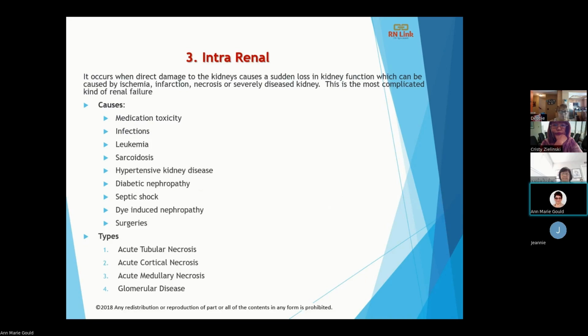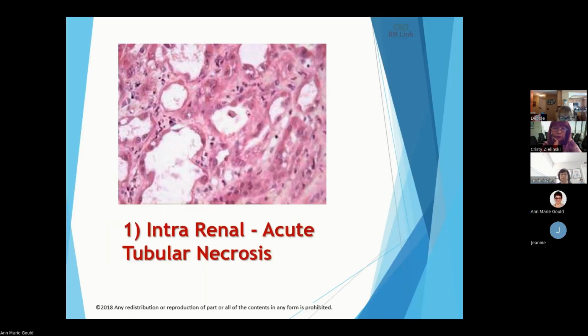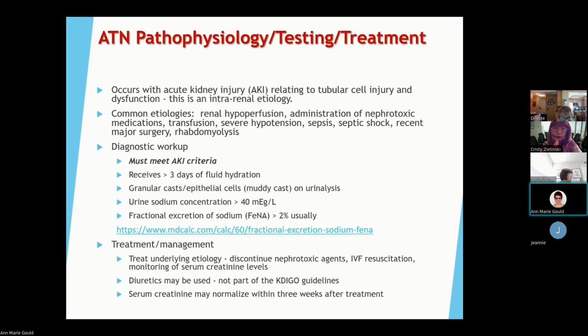Your types: either acute tubular necrosis, that's what we talk about all the time, our ATN. You may have acute cortical necrosis and medullary necrosis as well, right? Because those are other parts of the kidney. And then your glomerular disease. So let's talk about ATN, because that's a big piece of the pie for CDIs, right? When it comes to your patho, testing and treatment, it occurs with AKI. You can never have ATN without AKI, right? You always have to have your AKI criteria with your ATN.